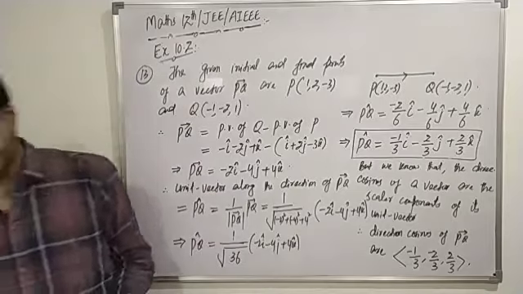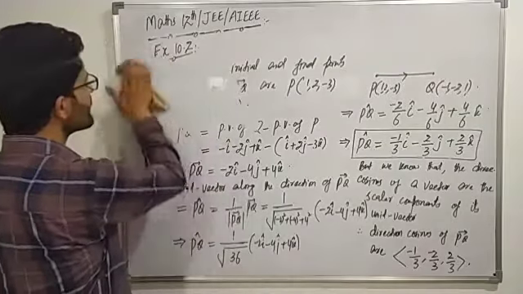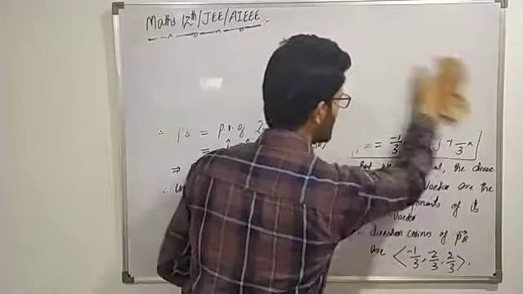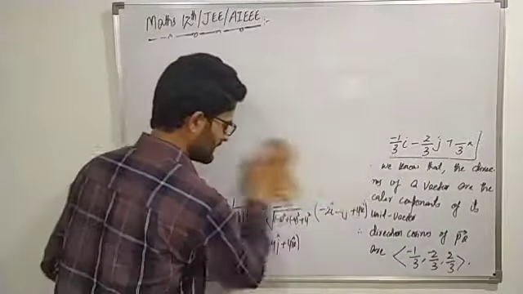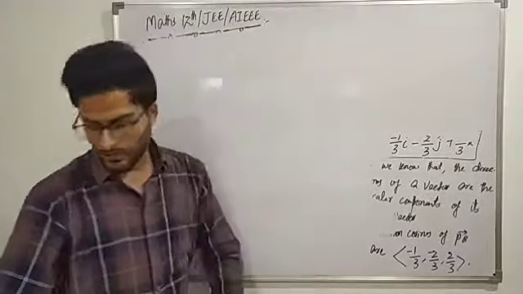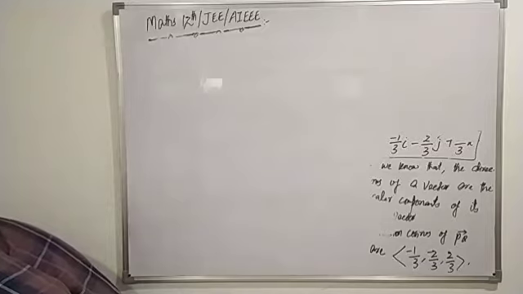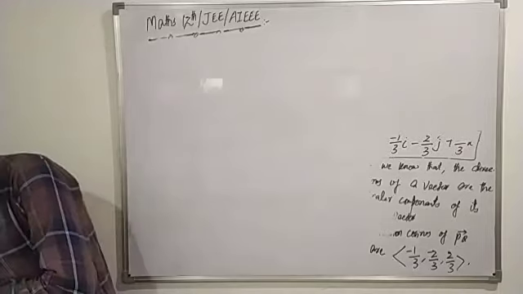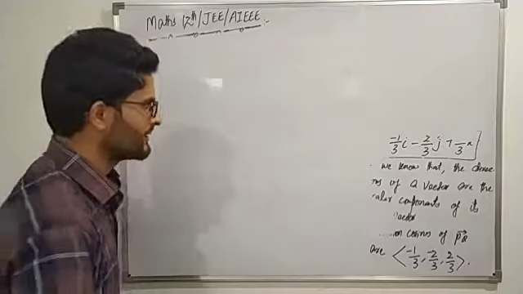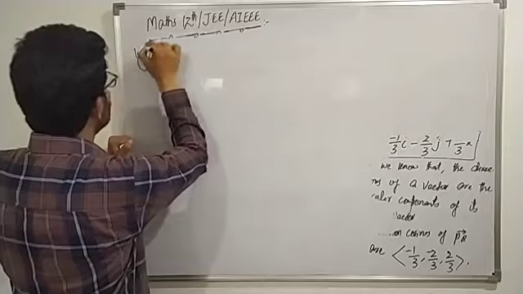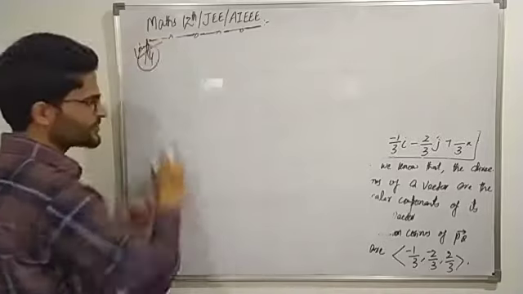Now question number 14 of the exercise: show that the vector i plus j plus k is equally inclined to axes OX, OY and OZ. Very much important question this one is, as far as your examination is concerned. This is an important question.